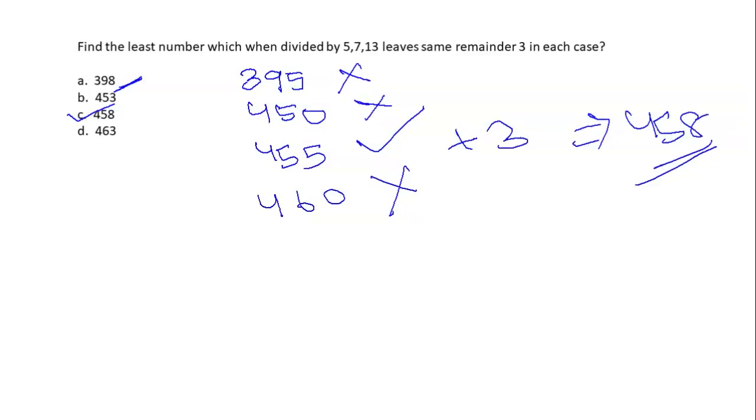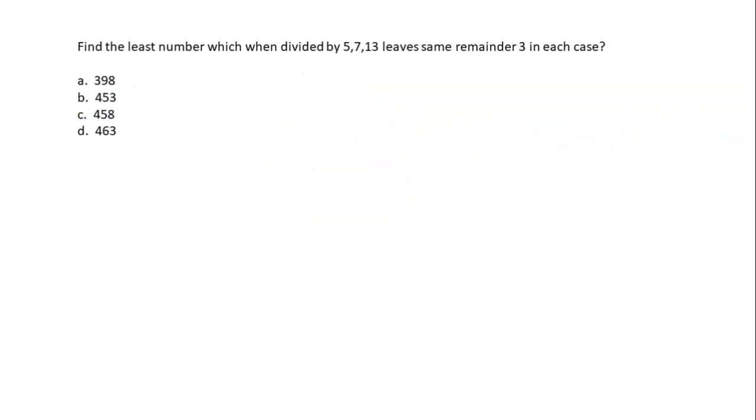Is that clear? Two options. The final least number which when divided by 5, 7, 13 leaves the same remainder in each case, 3 in each case.